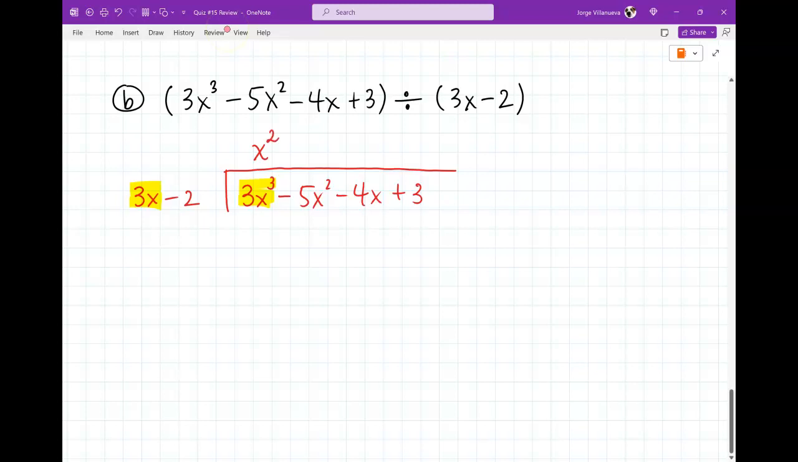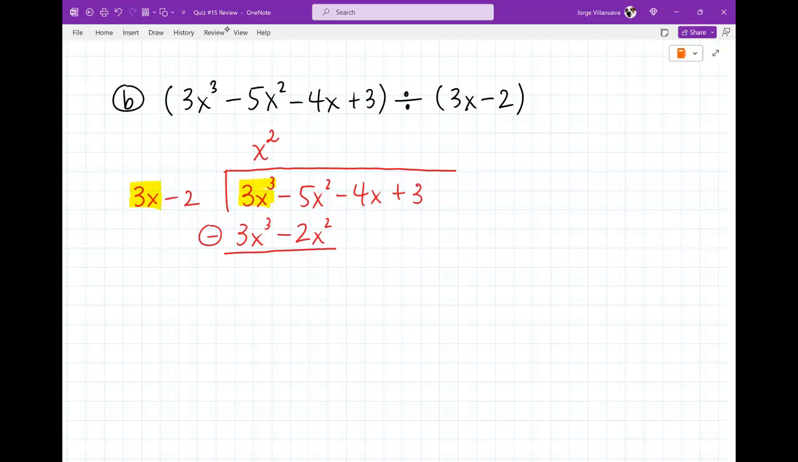So I'm going to multiply it by x squared. And remember, when you get that x squared, you're going to distribute it back in here, okay? So 3x times x squared is 3x cubed, and negative 2 times x squared is negative 2x squared. And just like we did in 4th or 5th grade, we subtract, right? Remember, your first term is supposed to cancel. If it doesn't, you just did something wrong. Make sure you remember that. Your first term should cancel. So 3x cubed minus 3x cubed is 0.